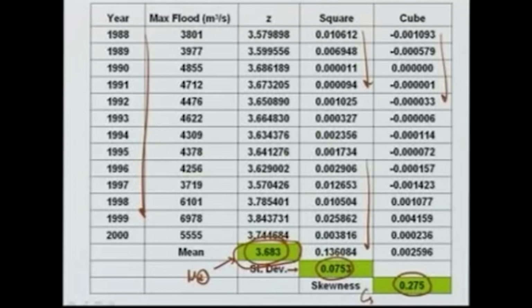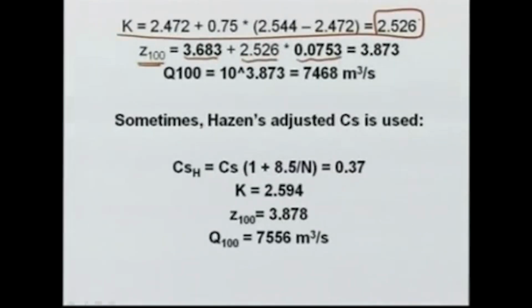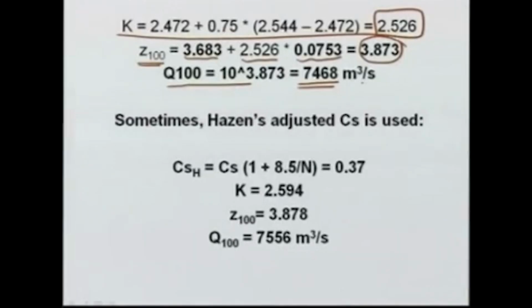Mean, standard deviation, K we have obtained here. So, the Z100 comes out to be 3.873 and Q100 is nothing but 10 to the power Z. In this case it will come out to be about 7,500 meter cube per second. Using the Gumbel's distribution we had obtained a value close to 8,000. Here we are getting almost 7,500 meter cube per second. So, both of them are quite close.